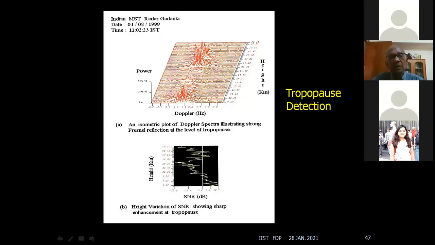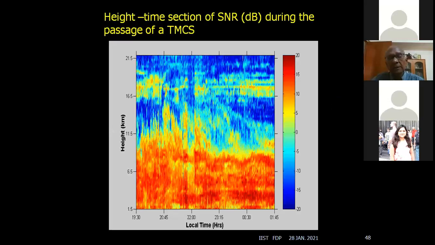This is a 24-hour plot of the power of the backscatter signal, an RTI plot, with height and time, and of course the color code is the intensity in dB. So this is the tropopause, and during a convective event, it can break. The turbulence could be so intense.